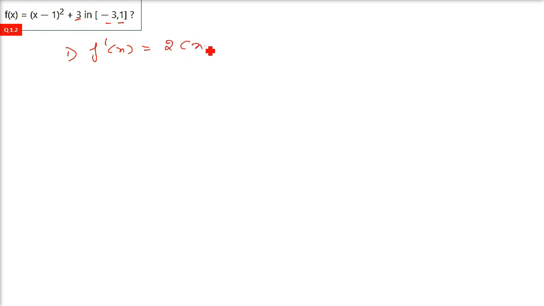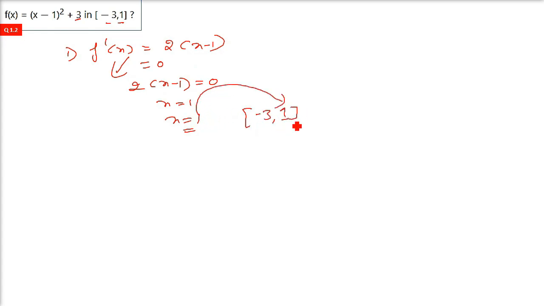If it is not there, then we will check only on -3 and 1. Now f dash x we have already done, and we are placing it as 0. 2 into x minus 1 equals 0. That means 2 cannot be 0, so x minus 1 has to be 0, x equals 1. X equals 1 is already in the list of critical points, which is -3 and 1. So we are following the right track, and the question is also giving us the right critical points, -3 and 1.